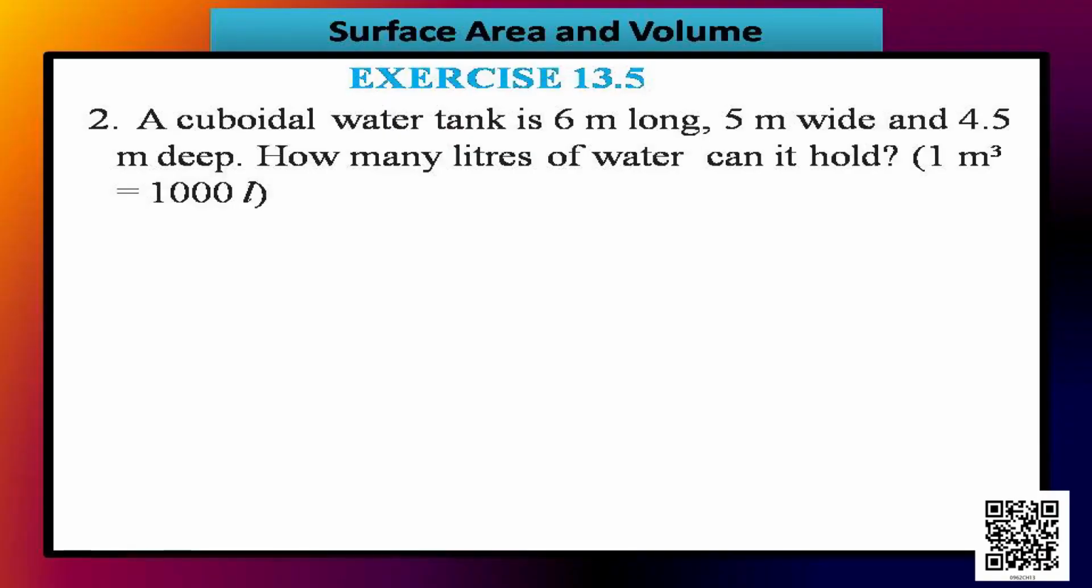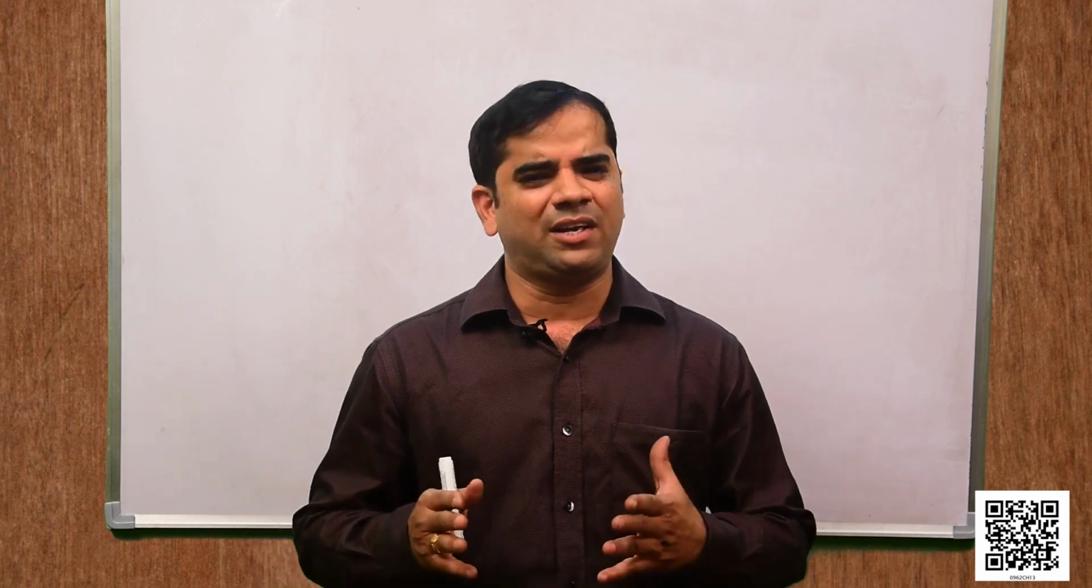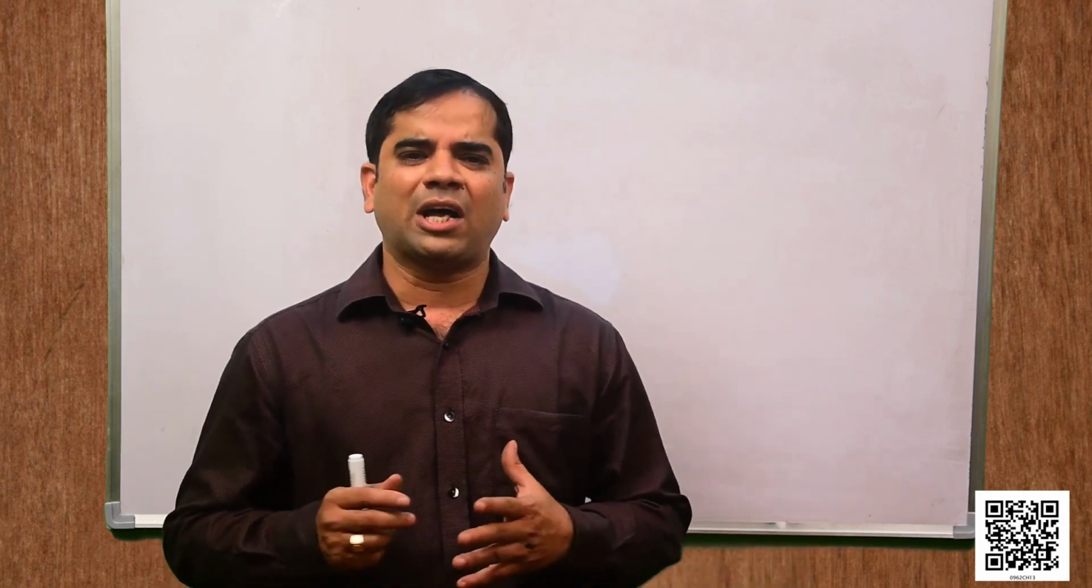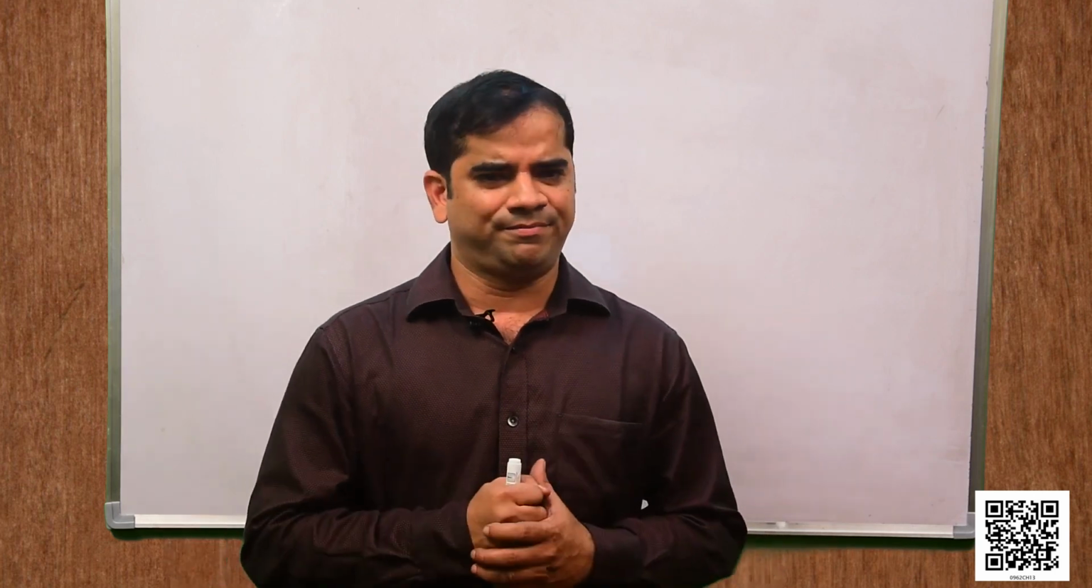It says a cuboidal water tank is 6 meter long, 5 meter wide and 4.5 meter deep. How many liters of water can it hold? In the question it is given that 1 meter cube is equal to 1000 liters. You need to remember this and you can find it out as well. Now, let us discuss the solution.